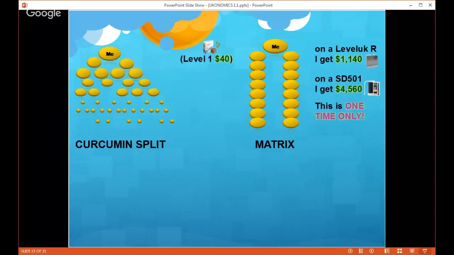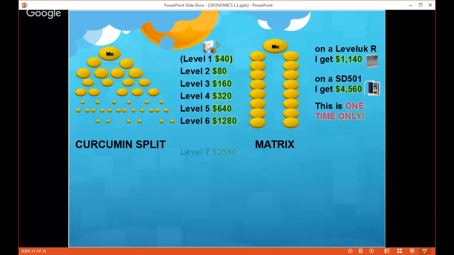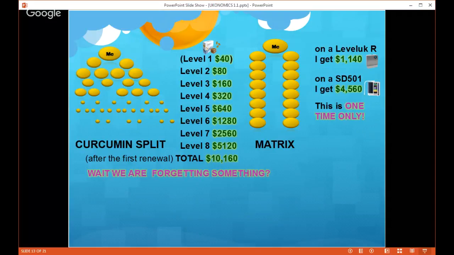Now, check this out. With Ukon, you get paid $40 on your first level, $80 on your second level, $160 on your third level, $320 on your fourth level, $640 on your fifth level, $1,280 on your sixth level, $2,560 on your seventh level, and $5,120 on your eighth level. That's a total of $10,160. That's pretty good.